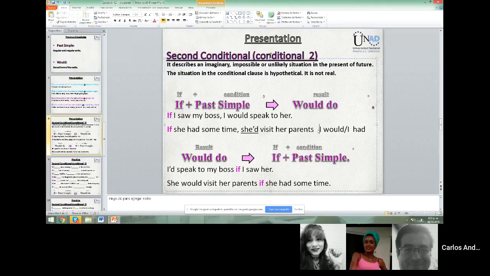So the contraction is the same, but there is a big difference. So, how do you know what is the verb? How do you know if you are seeing a would or a had contraction? It is very easy. When you see a had, after that, you will see a verb in past participle. When you see a would, after that, the verb is in the base form.